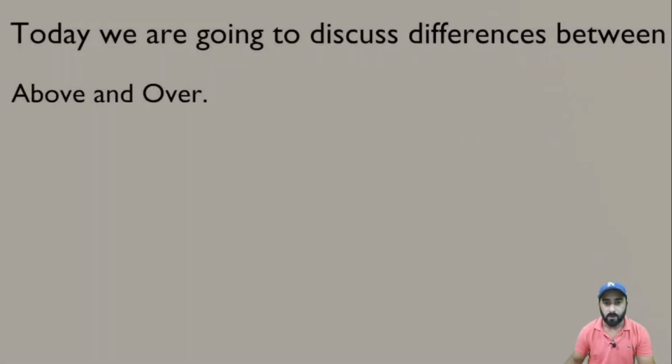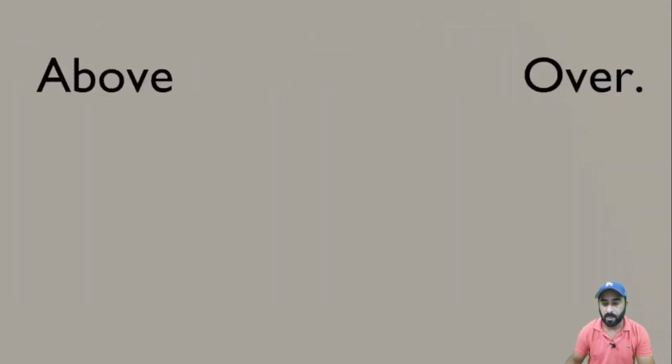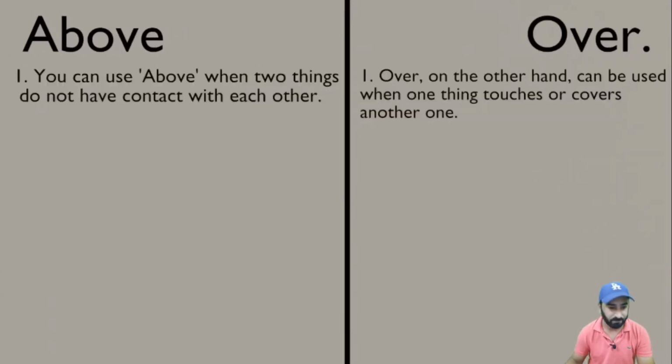So let's start. Today we're going to discuss the differences between two commonly confused words, above and over. Let's get down to work and clear up some doubts. As you can see on your displays, the first main difference between above and over is that you can use above when two things do not have contact with each other. And over, on the other hand, can be used when one thing touches or covers another one.